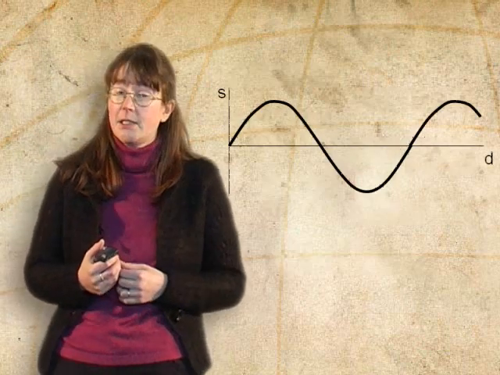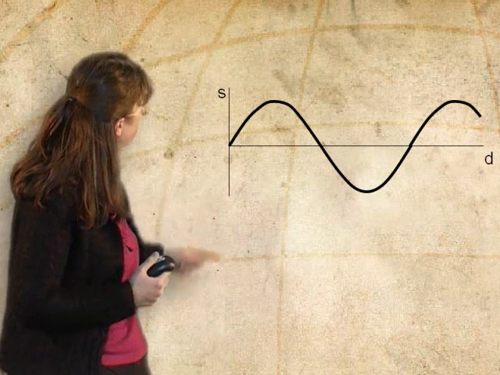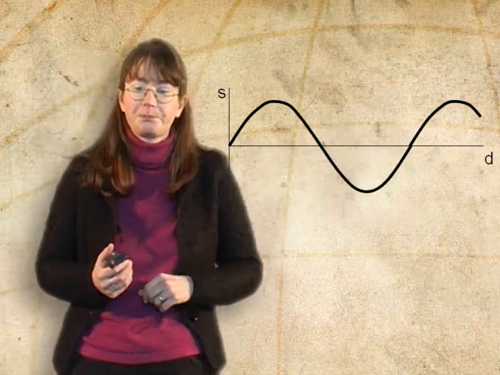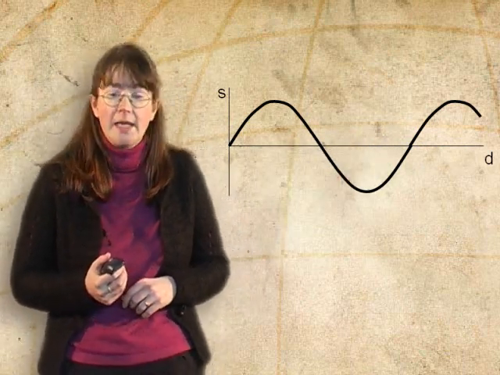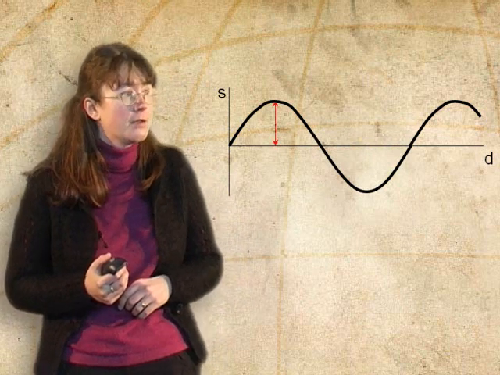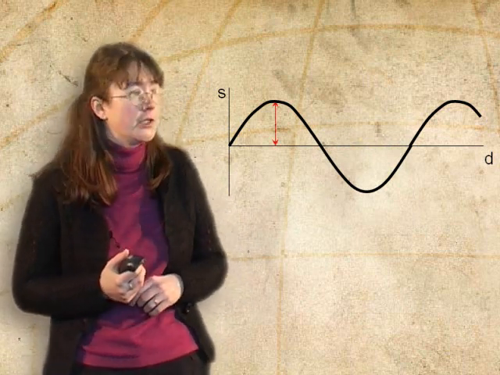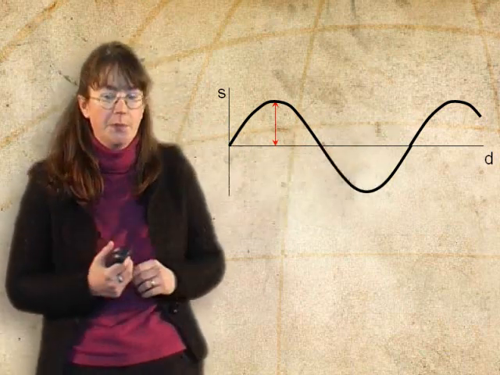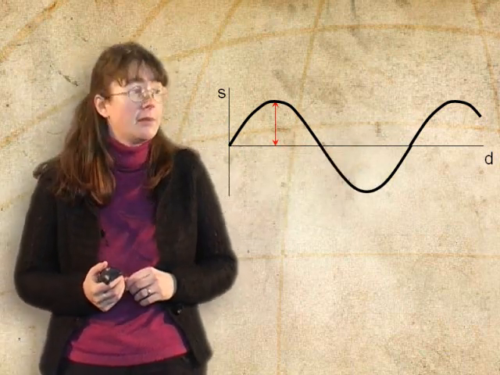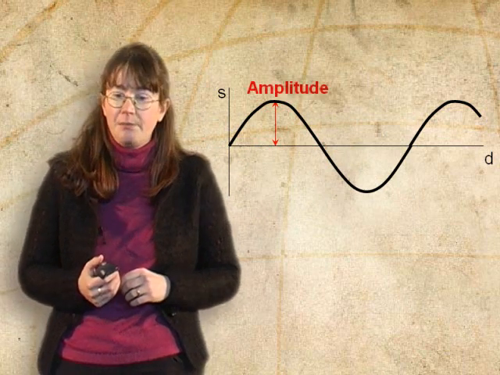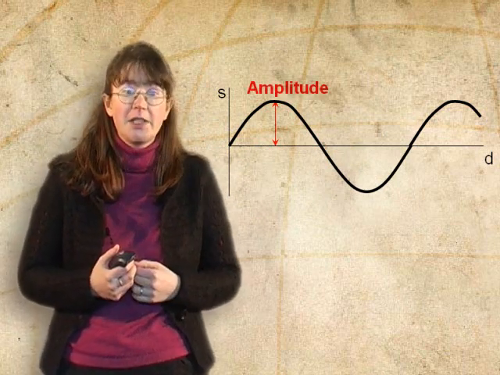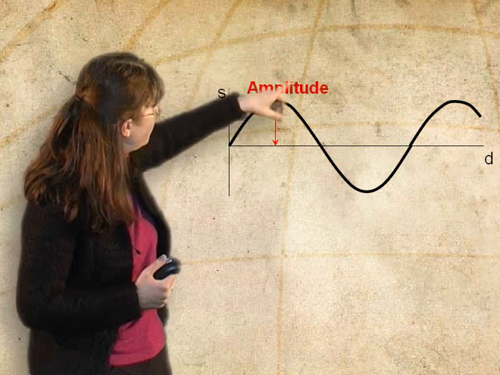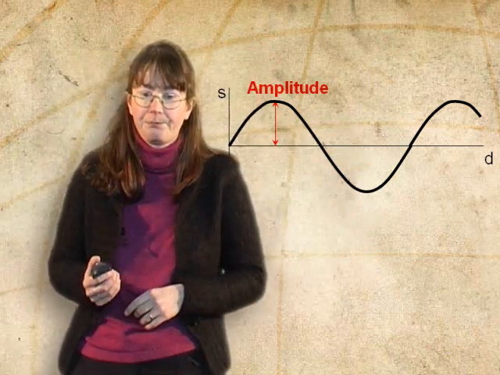So here we have a displacement distance graph. The displacement of the wave is a measure of how far the oscillation is from its rest position, and we usually think of the centre of the graph as its rest position. The maximum displacement of the wave is known as the amplitude, and this can be positive or negative. As you can see, it can be positive there or negative there.